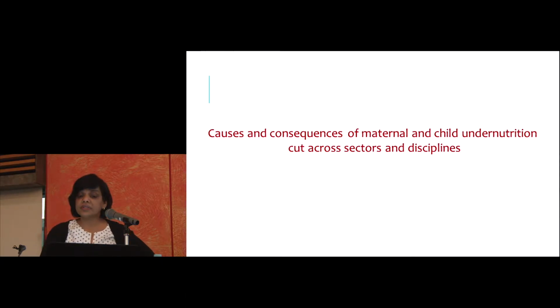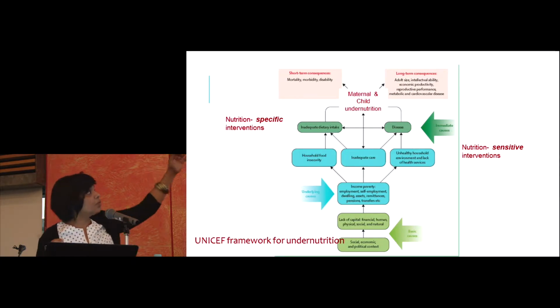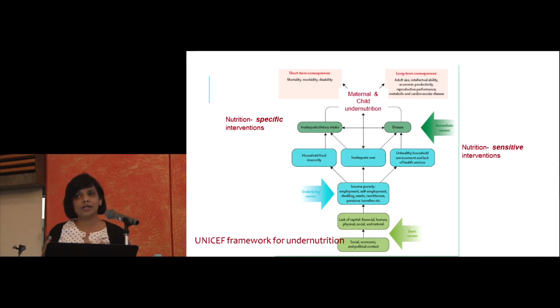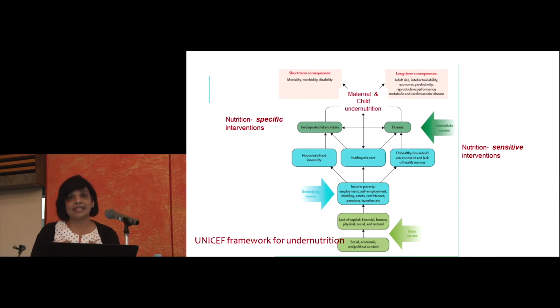The causes and consequences of maternal and child undernutrition cut across sectors and disciplines. In the early 1990s, UNICEF put forth a seminal framework to help us understand the determinants of maternal and child undernutrition. Basically, at the bottom you look at the societal causes of how a society is organized, which is called the basic determinants of undernutrition. And in the middle, the blue boxes, are the underlying causes, which are more at the community and the household level, conceptually speaking. And the green boxes at the top are about individual level health status and dietary intakes, which together determine maternal and child undernutrition.